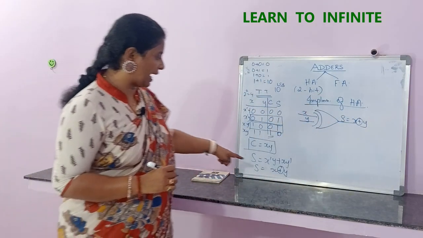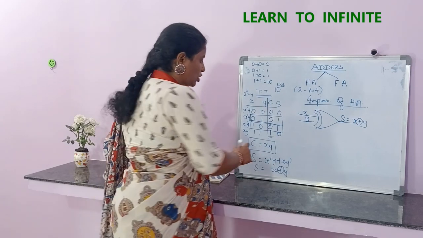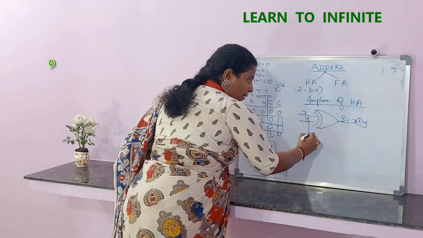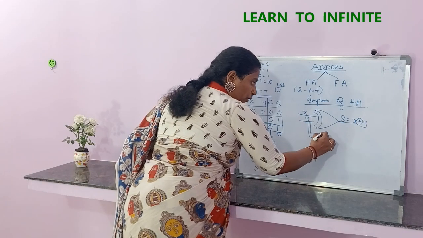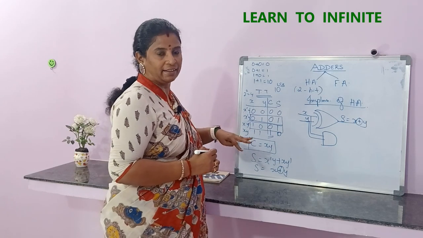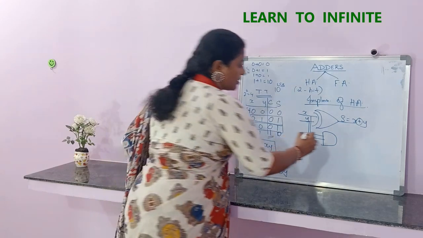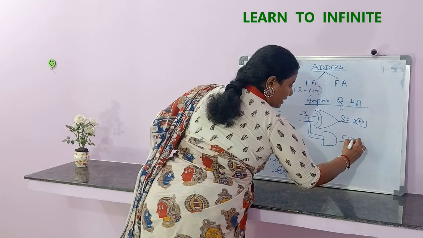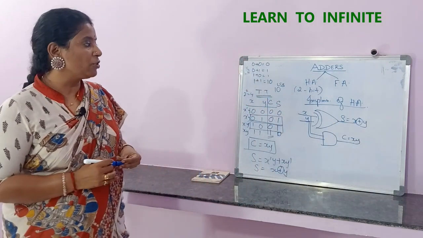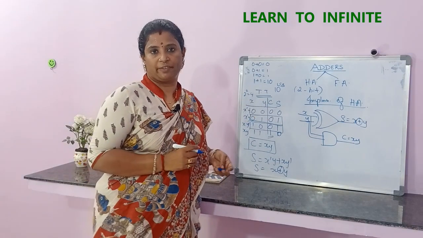The same way carry is equal to xy. So xy is a product. For product, what gate do we have to use? We have to use your AND gate. Right. So product is for AND, sum is for OR. So this is C is equal to xy. So we have implemented our half adder using our combinational circuit, right?